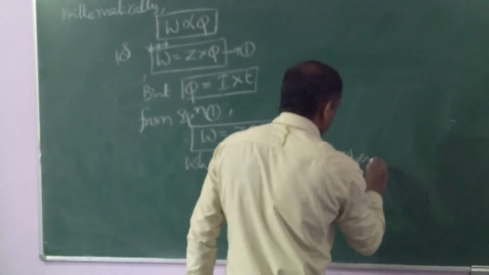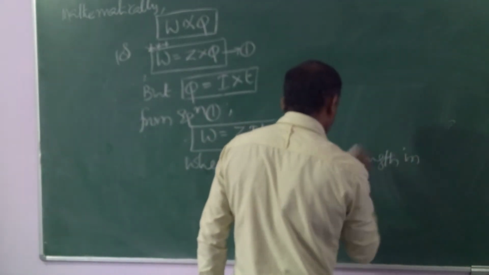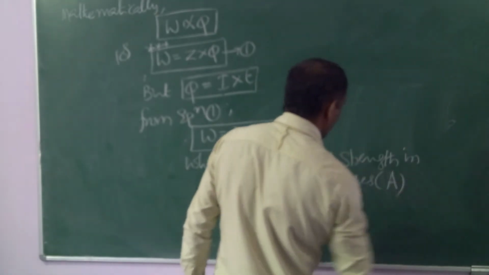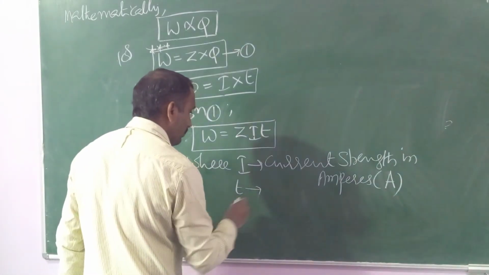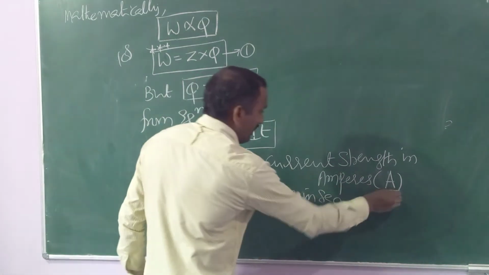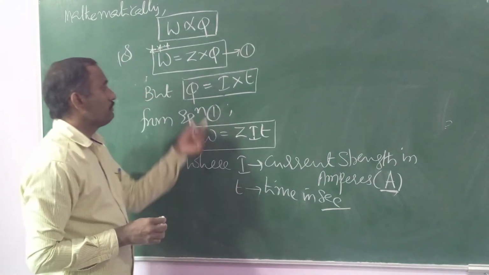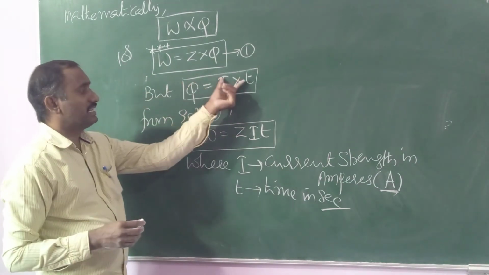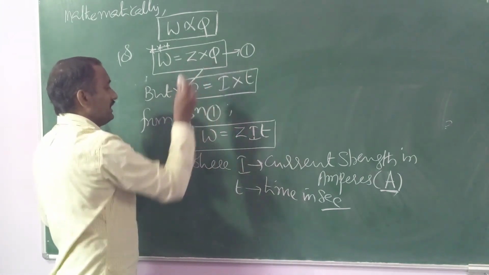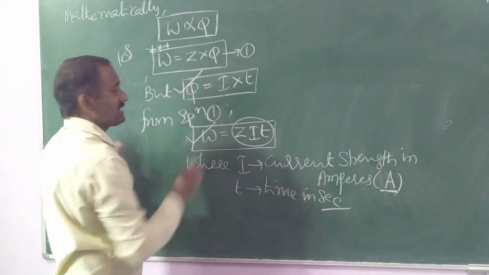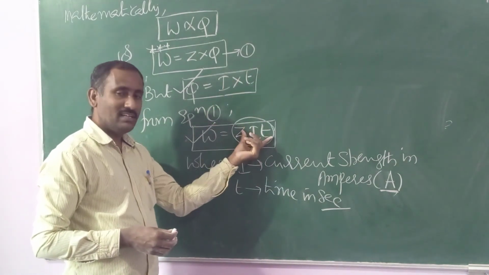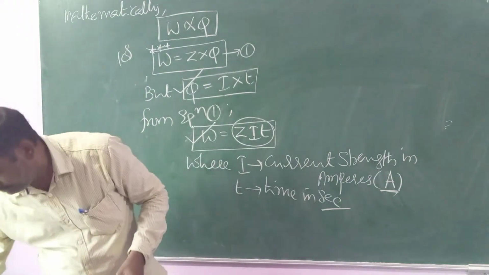Current strength in amperes, short form A. Whenever current strength is in amperes, time must be in seconds. So basic formulas studied in physics: Q equal to I into T, W equal to Z into IT. Just remember like this, for remembering purpose: Q equal to IT, W equal to ZIT.